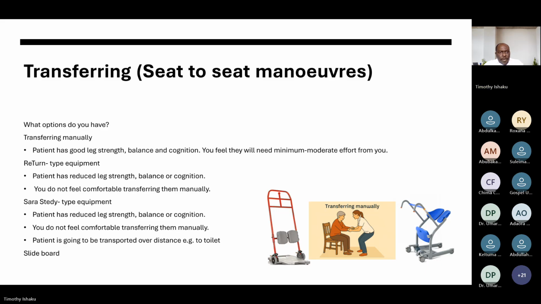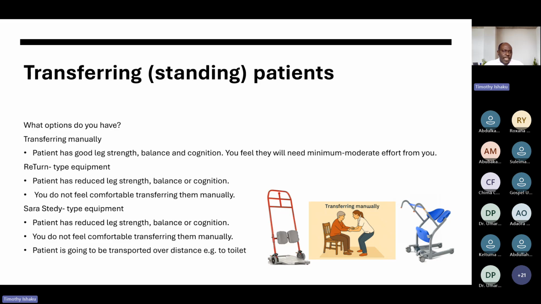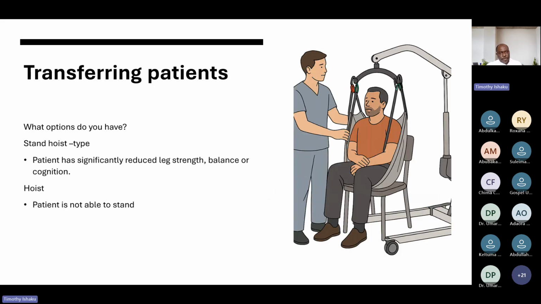And the same thing, apart from seat-to-seat maneuvers, I think we can certainly use this sort of equipment for standing. We've discussed the standing bit earlier on. Now, it depends on the ability of the patient. It depends on how dependent they are. It depends on whether they will be able to help us or not. If the patient cannot help us, if the patient is very dependent, then either we avoid it or we try to use what we call a hoist.